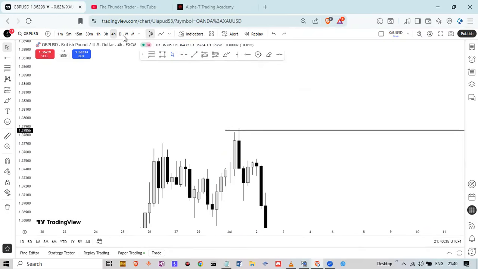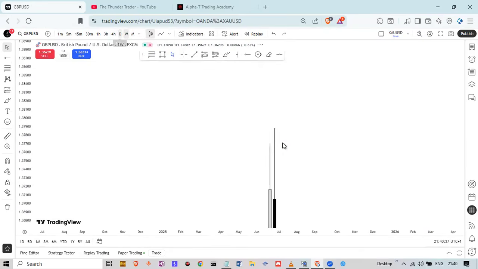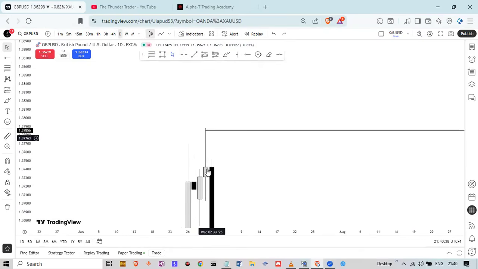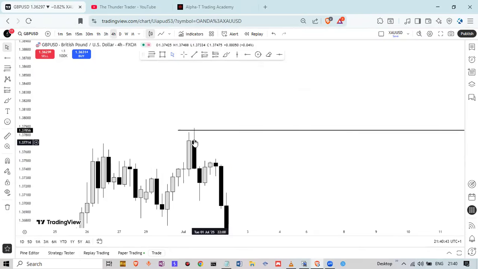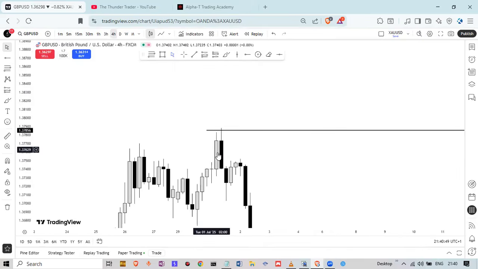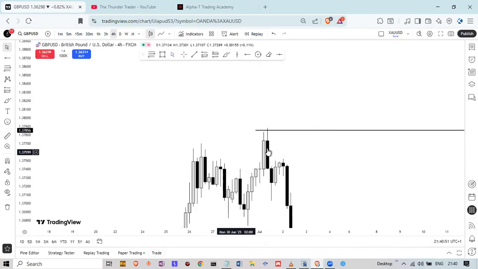But on a daily time frame, it would just look like a single candle with a wick. However, when you go down to your 4 hour time frame, you see that it's actually a resistance level. It too formed a double body, like a double candle.